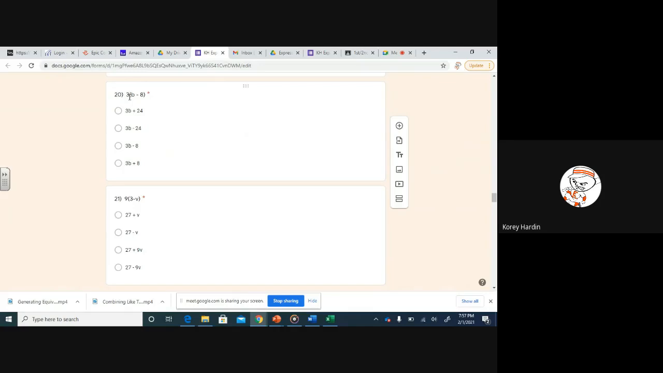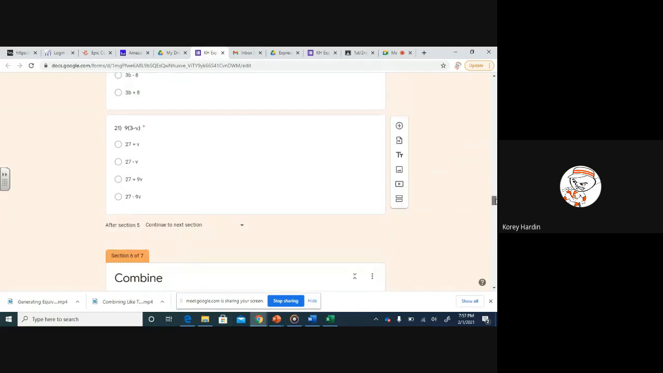Number 20, it's 3 times b minus 8 inside of parentheses. Your answer choices are 3b plus 24, 3b minus 24, 3b minus 8, 3b plus 8. And lastly, for the distributive property section, you've got number 21, and that's going to be 9 times, inside of parentheses, 3 minus v. Your answer choices are 27 plus v, 27 minus v, 27 plus 9v, 27 minus 9v.